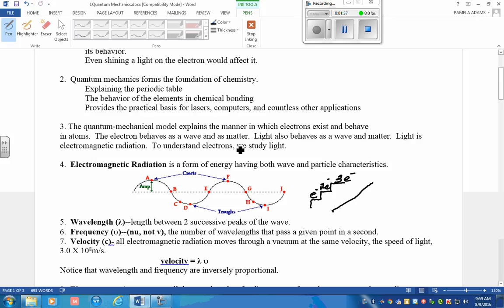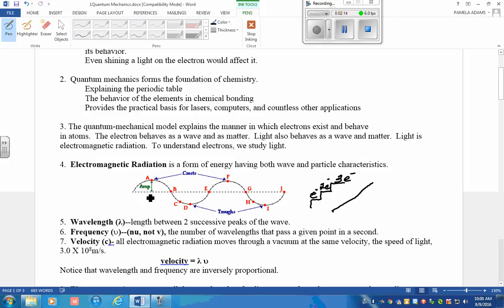We're going to talk about electrons and light together because they share a couple of things. Number 1, that you probably know, light behaves in 2 ways. It can behave as a wave, and it can behave as matter. The electron can do the same thing. Light belongs to the electromagnetic radiation spectrum, and we're going to study light waves and light particles in order to understand the electrons, and we will talk about that in a little while.